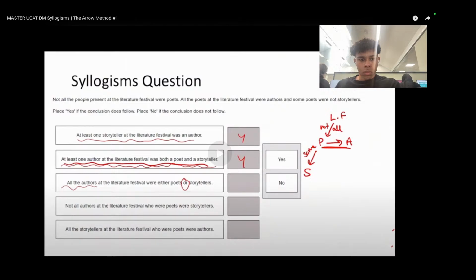Okay, because we just said that there's at least one author who is a poet and a storyteller. So do you see how we've disproven this? So I guess this statement is wrong for a multitude of reasons. So first of all, we've disproven it using the ors, and also because the fact it says all of the authors are either poets or storytellers, we know that's wrong because there's going to be at least one. Okay, yeah, cool. So therefore, this one has to be no.